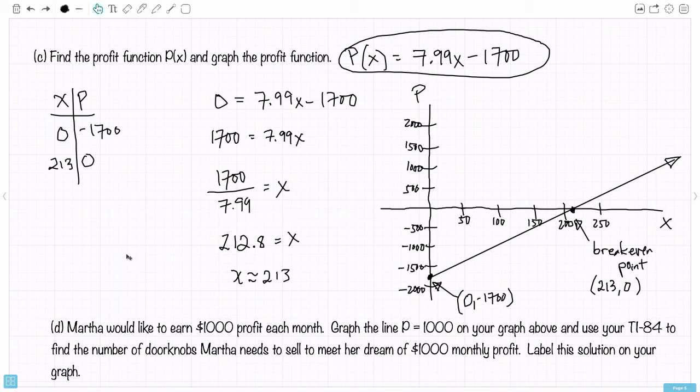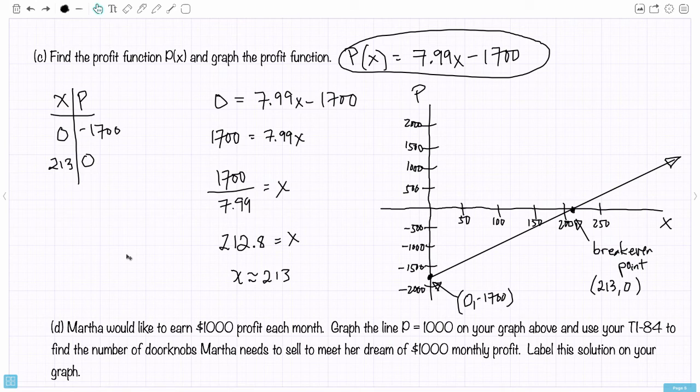Part D is here. It says Martha would like to earn $1,000 profit each month. So let's graph the line P equals 1,000 on your graph above and use the TI-84 to find the number of doorknobs that Martha needs to sell to meet her dream of $1,000 monthly profit. I'll label this solution on the graph.